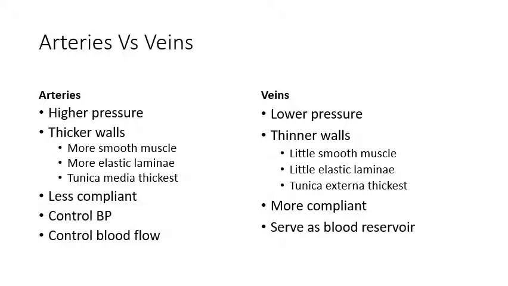In the walls of your arteries, you're going to find more smooth muscle to allow control over the diameter of the artery. Veins have very little smooth muscle in their walls, and you can constrict it, but that's not a primary way to regulate vasoconstriction or vasodilation. That would primarily occur in the arteries, where you have more smooth muscle.